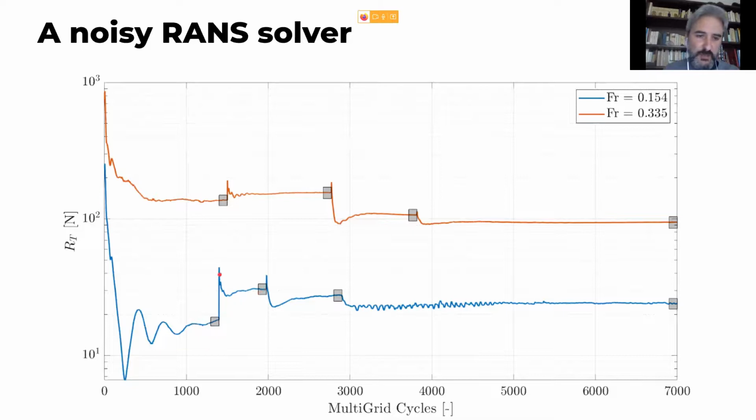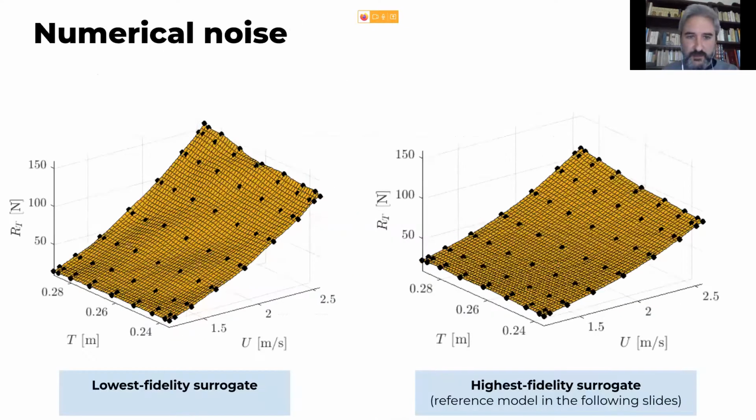So this would be where the lowest fidelity solver would stop. This is where the second lowest fidelity would stop, and so on and so forth. So if you use the lowest fidelity, you see that you stop your solver when you're actually not yet converged with respect to the multi-grid cycles. And this is the noise that actually impacts our surrogate surface.